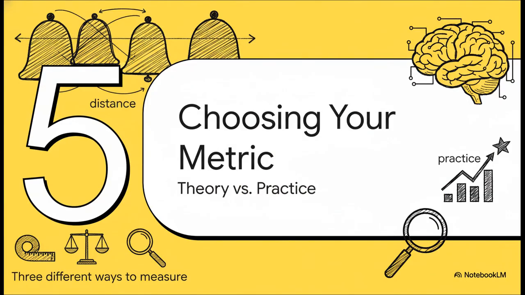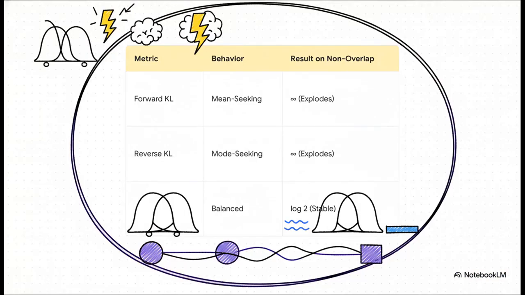Okay, let's put it all together now. We've seen 3 very different ways to measure the distance between data, each with its own pros and cons. So why does this all matter when we're actually building stuff? This table is a fantastic summary of our journey.